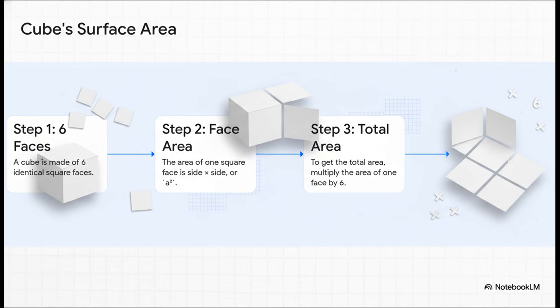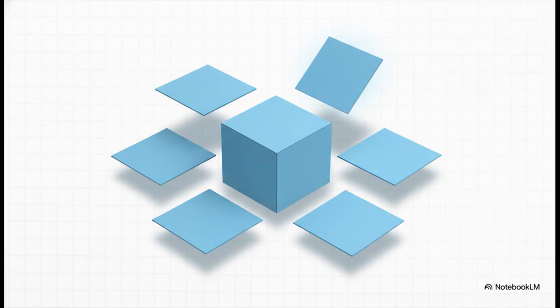Imagine you have a little cardboard cube, and you unfold it flat. What do you get? You get 6 identical squares, right? If we call the length of a side a, then the area of one of those little squares is a times a, or a squared. Since you have 6 of them, the total surface area is just 6 times that. Simple. And boom, there it is. The formula for the total surface area of any cube on the planet is 6a squared.